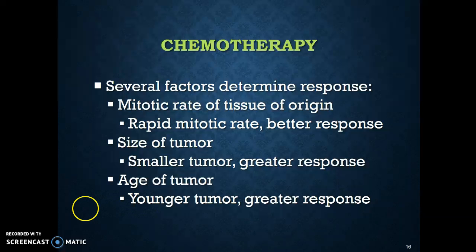As we talked about in class, there's multiple modes of therapy that is provided when somebody is diagnosed with cancer, and chemotherapy being one of those. There are several factors when you're giving chemotherapy that determine the response rate. Mitotic rate of the tissue of origin is how fast the cells multiply. So the faster or more rapid the rate of cell division, you actually have better response to chemotherapy.